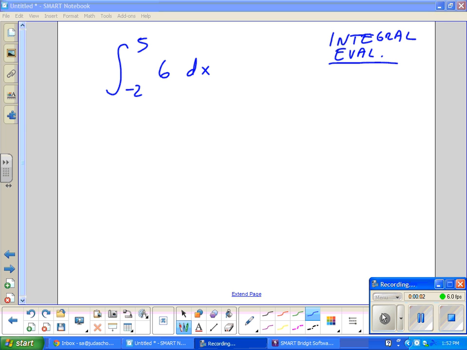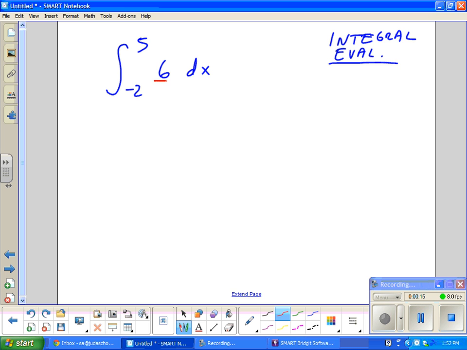I have 4 examples here of integral evaluations, and I'm going to tie that at the end of each problem to the graph it represents. All right, but the integral itself is just taking the antiderivative of the function, and we know that we can do this. The antiderivative of 6 is 6x over 1. We're going to evaluate that from -2 to 5.